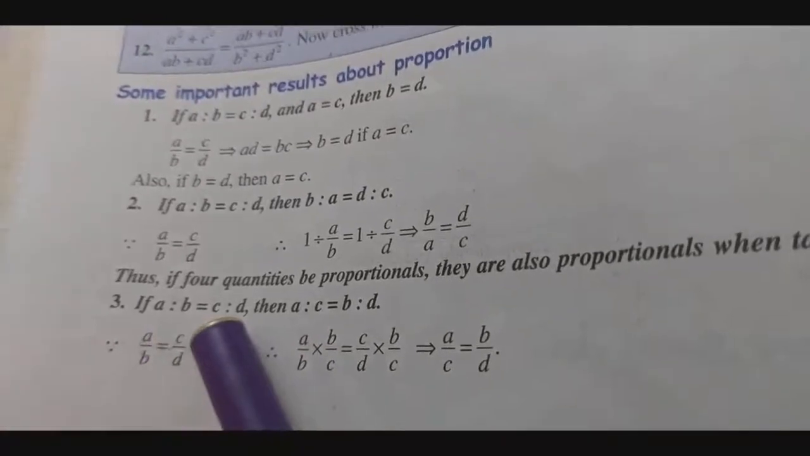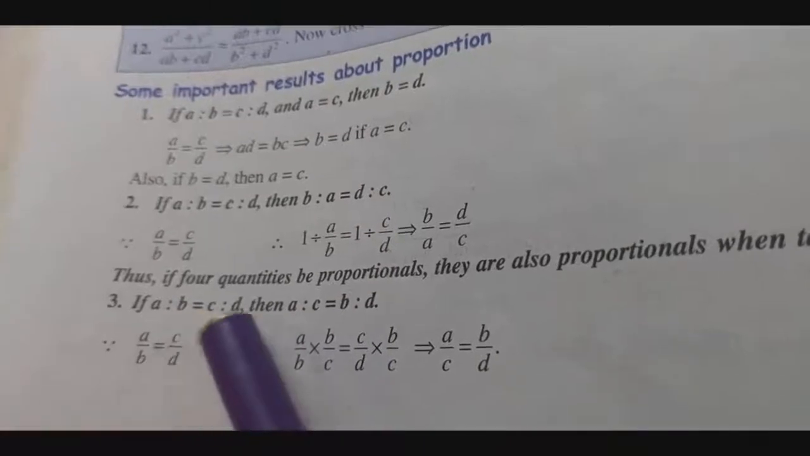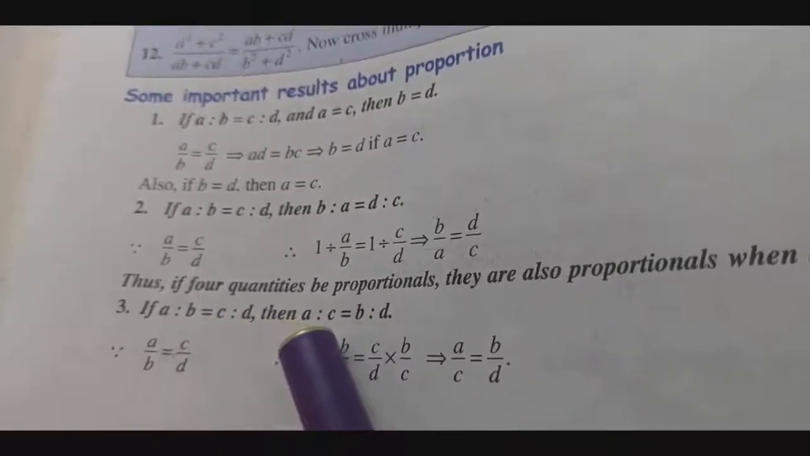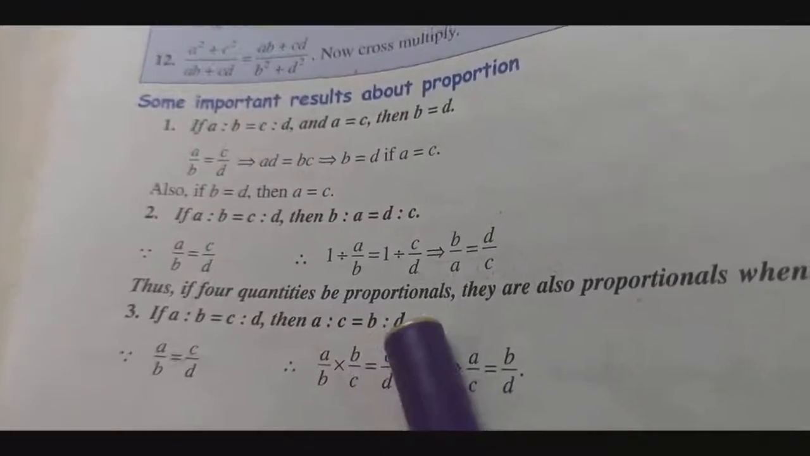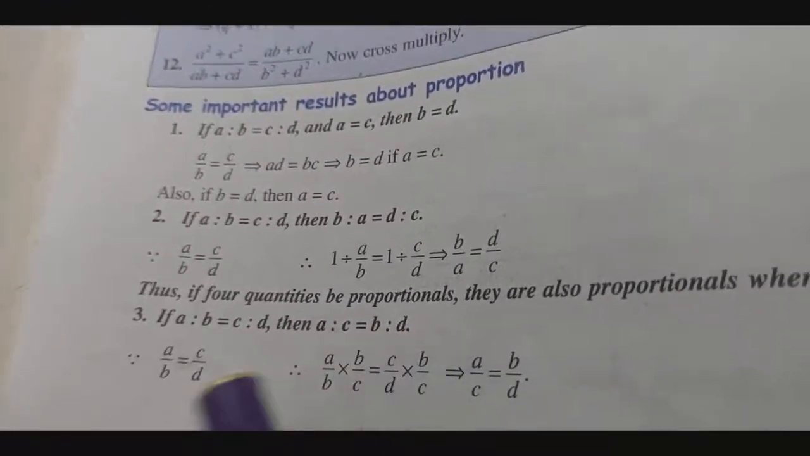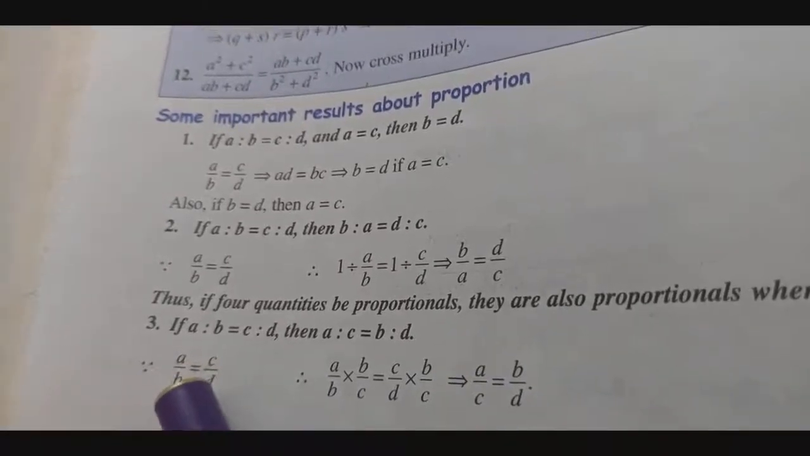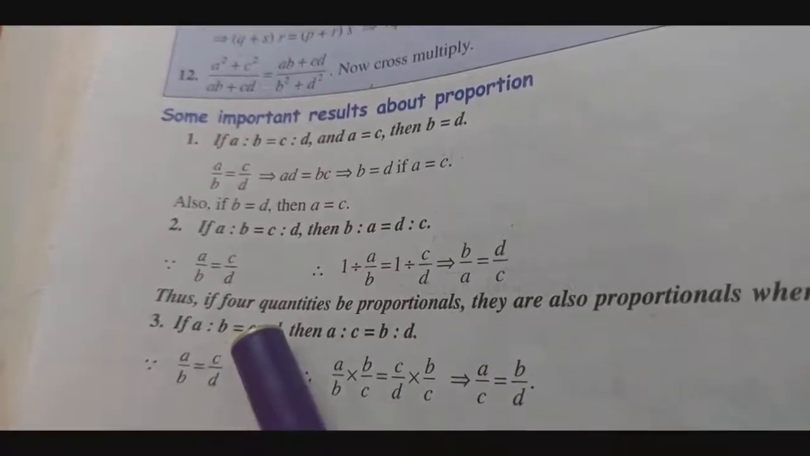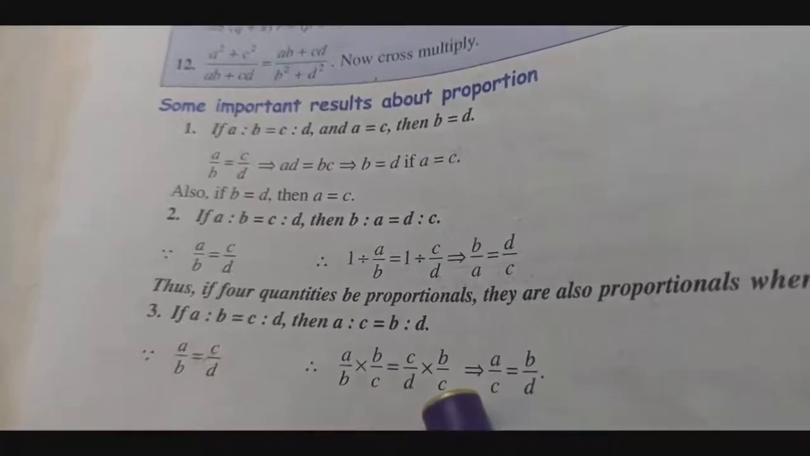If A ratio B is equal to C ratio D, the other result is, if A, B, C, D are in proportion, then A ratio C is equal to B ratio D. It means we are interchanging our places, like A upon C, and in place of C, B goes up, so B upon D. But how can we write the proof?